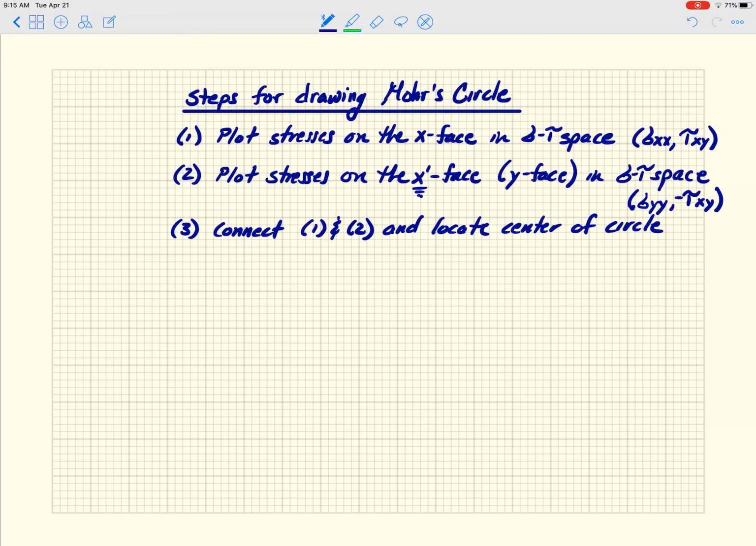The third is to connect points 1 and 2. So the point that we plotted in step 1 and the point that we plotted in step 2, right? That, by the way, is just sigma xx plus sigma yy divided by 2 times 0. That's the center. If you connect those 2 points, it will cross the sigma axis at the center.